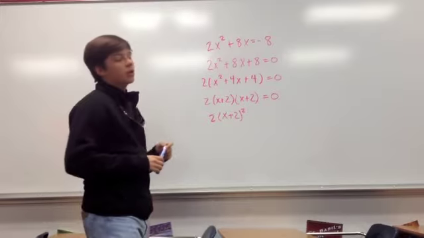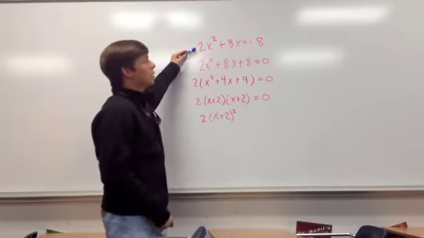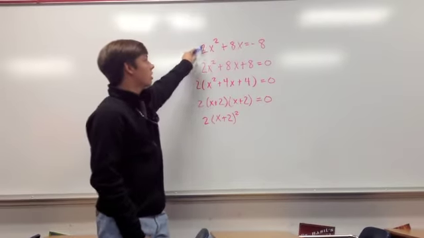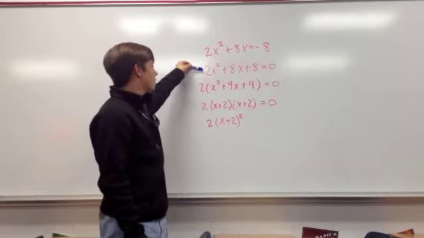The first thing you always want to do when factoring is set it all equal to 0. So if you're given this problem, 2x squared plus 8x equals negative 8, we'll move the negative 8 over, so it's 2x squared plus 8x plus 8 equals 0.